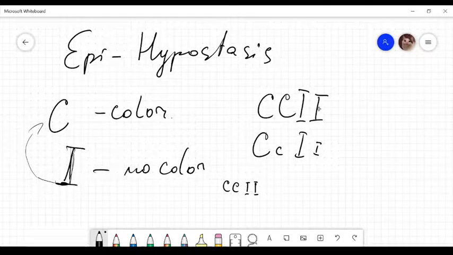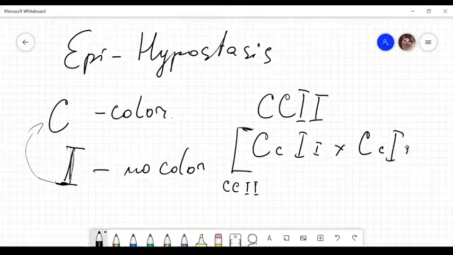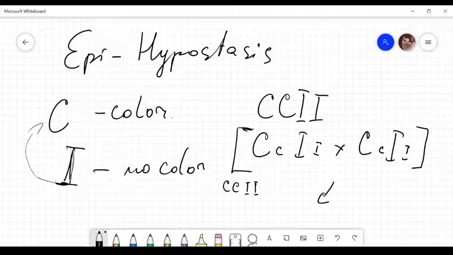In F2, when we cross these fowls with these genotypes, we get in the F2 generation the genotypes having the inhibition gene I along with the basic color producing gene C. And when we have CCII with capital I, we have no color fowls.